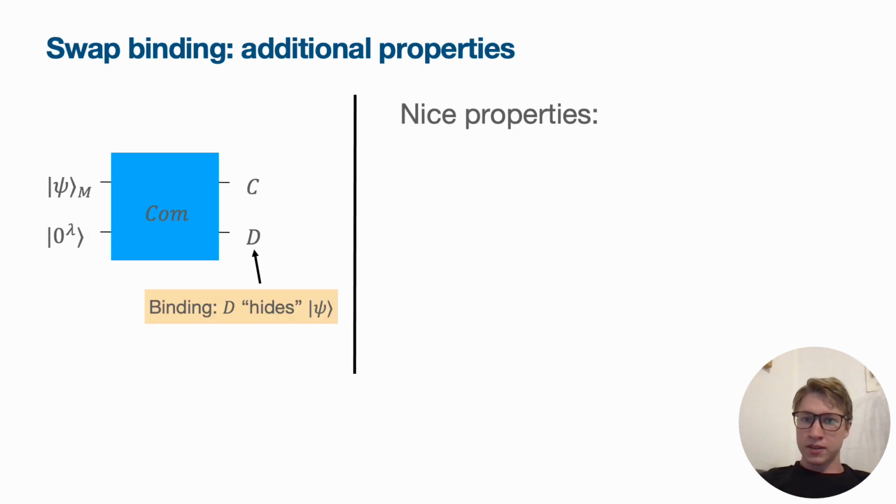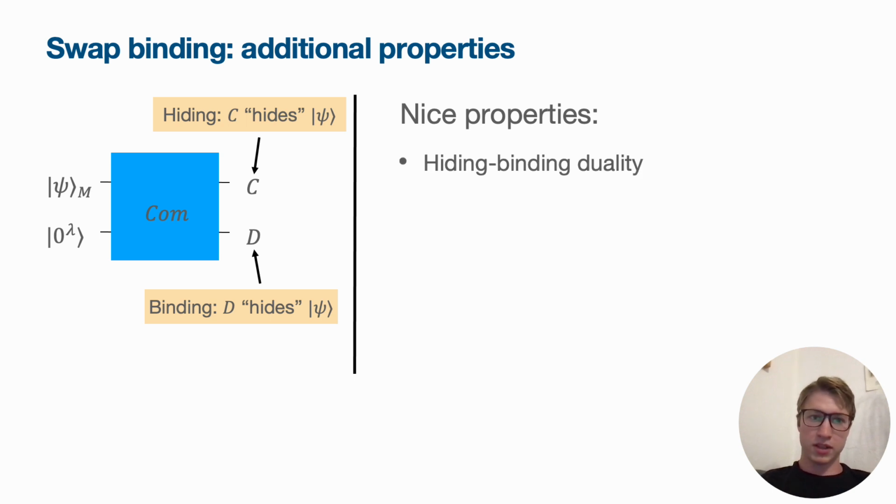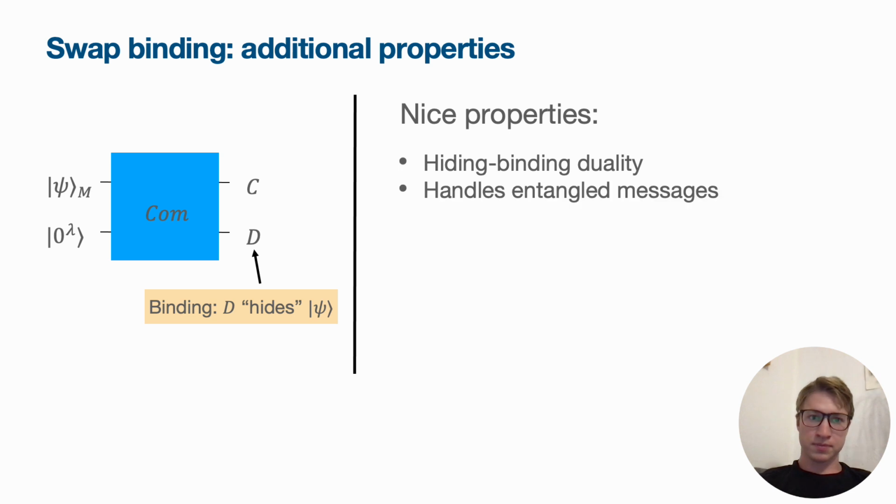Okay, and swap binding turns out to have many additional nice properties. So first of all, remember we said binding means that D hides the state, and I didn't define hiding for you, but hiding should say essentially the same thing about the C register, that the C register hides this underlying state. So the fact that these two properties are just equivalent is what we call the hiding and binding duality, and this has a lot of nice consequences.